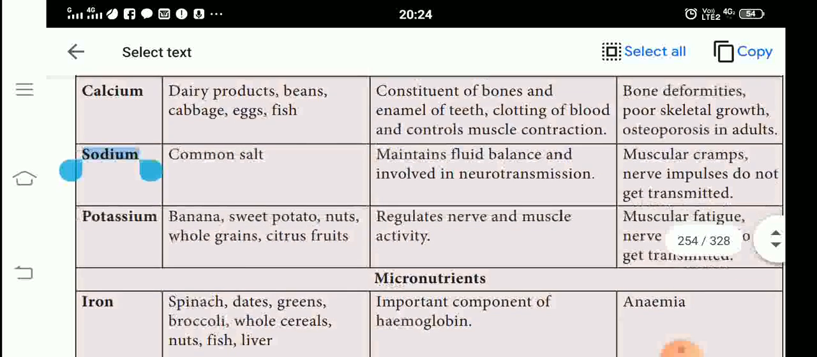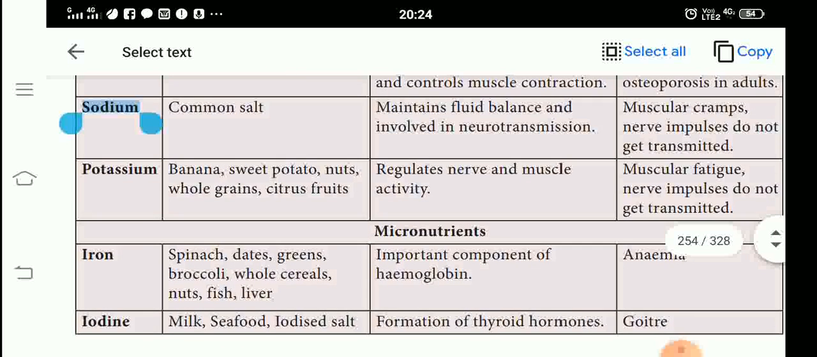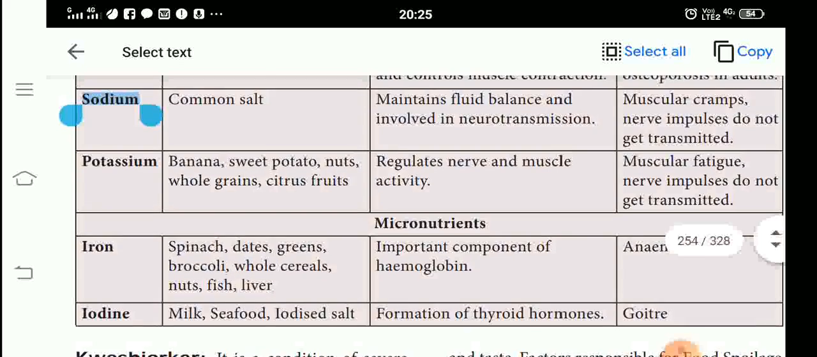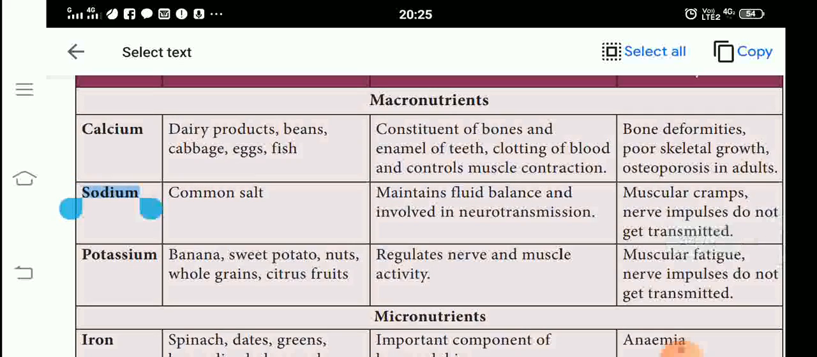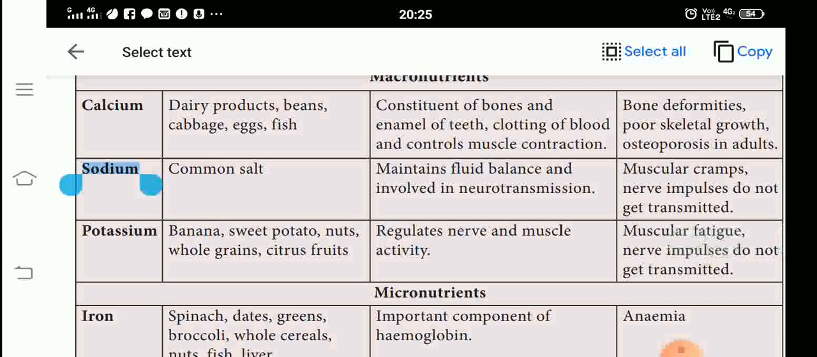Then the next one, potassium. The third macronutrient is potassium. Potassium is richly found in banana, sweet potato, nuts, whole grains, and citrus fruits. What is the function of potassium? It regulates nerve and muscle activity. Sodium also acts in this way, so potassium is also a regulator of nerves and muscle activity.